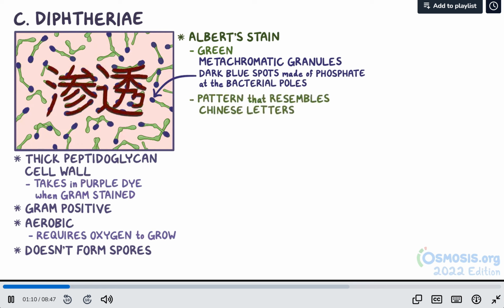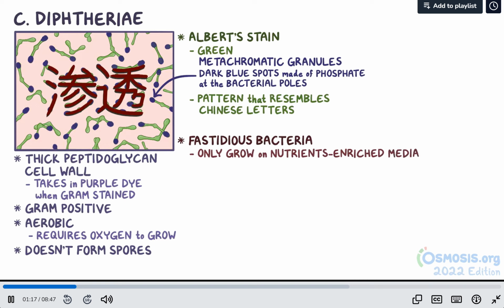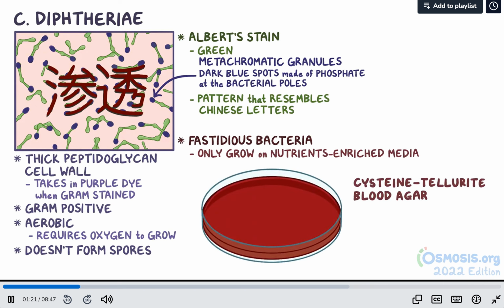Finally, C. diphtheriae is a fastidious bacteria. This means that it can only grow on special nutrient-enriched media. The medium commonly used to grow this bug is cysteine tellurite blood agar, on which C. diphtheriae grows into black colonies.